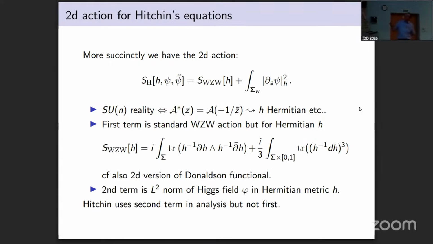And just to gather all the pieces together, you end up with a 2-dimensional action expressed in terms of the Hermitian metric on the bundle, whose Chern connection gives rise to the connection that we first thought of. And that is subject to a Wess-Zumino-Witten action. So that's this familiar form with the harmonic map plus the Wess-Zumino-Witten term. And that came out of the cubic term in the Chern-Simons action. And then we get this term here, which, if you impose the field equations, is simply the L2 norm of the Higgs field in the Hermitian metric. And so, in fact, this is what Hitchin uses in his existence proofs for the solutions of the Hitchin equations.